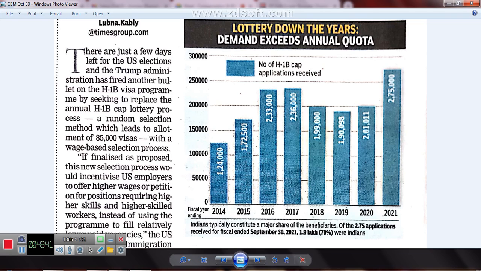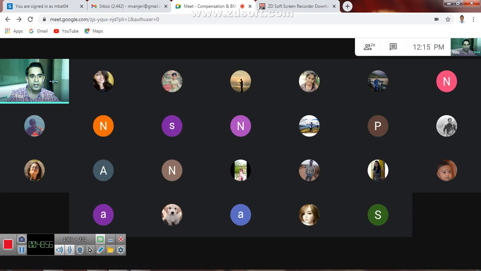So this was about the news related to compensation. If you have any questions, please make a note of them. After the attendance, you can ask your questions. So now I am going to take attendance.